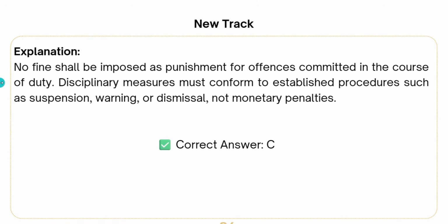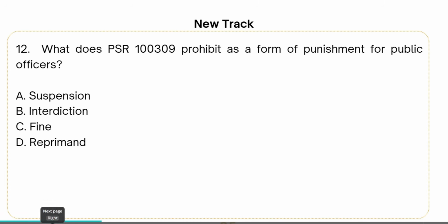for offences committed in the course of duty. Disciplinary measures must conform to established procedures such as suspension, warning, or dismissal, non-monetary penalty. So the right option should be option C. Fine.